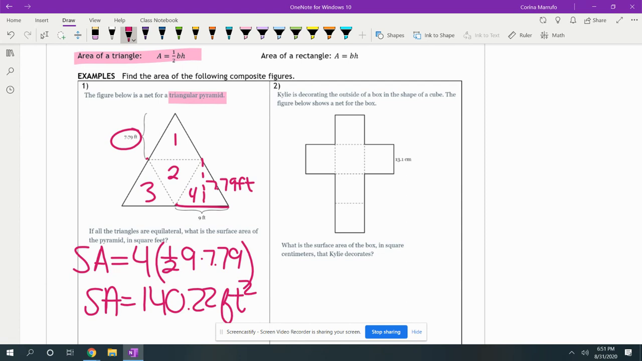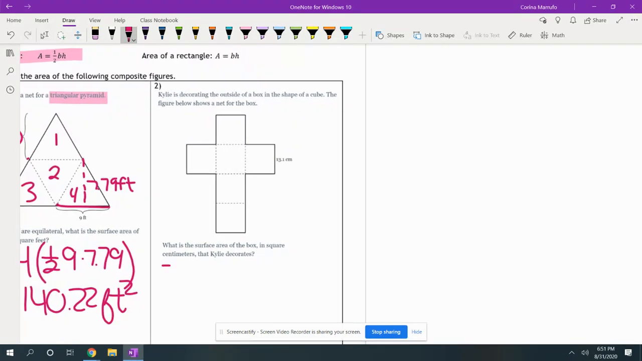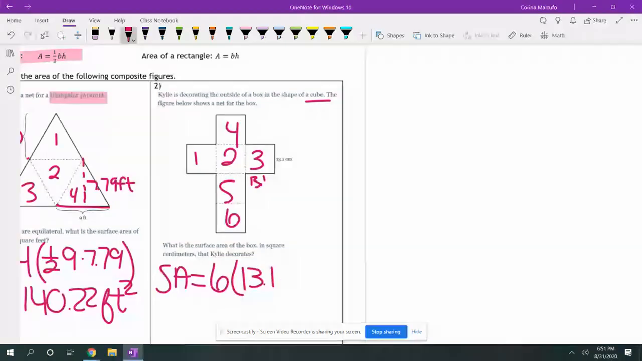All right, the next one says Kylie is decorating the outside of a box in the shape of a cube. The figure below shows a net for the box. If we were to unfold this box, this is what it would look like. What is the surface area of the box in square centimeters that Kylie decorates? So we're looking for the surface area. They do tell us that this is a cube, so a cube means that it is all the same dimension. We have 1, 2, 3, 4, 5, 6 squares. The dimensions for a square are 13.1 times 13.1, base times height.